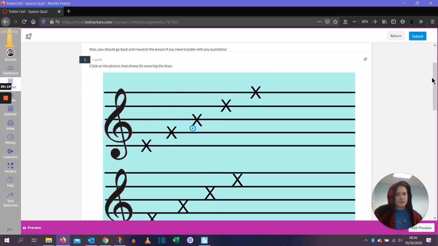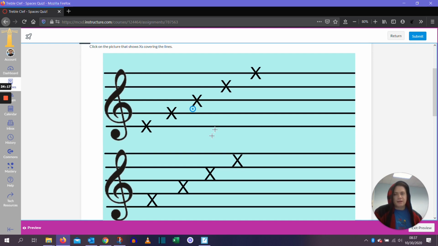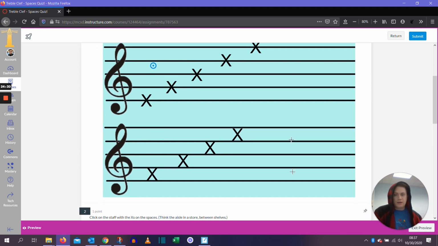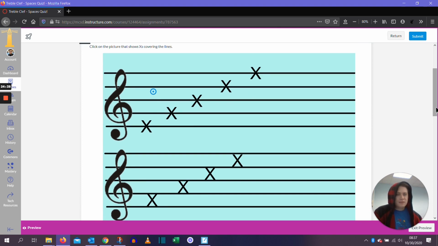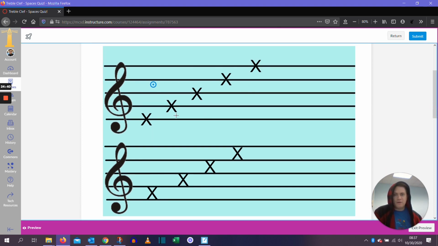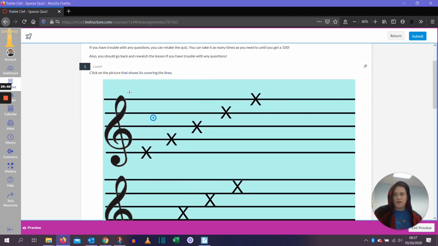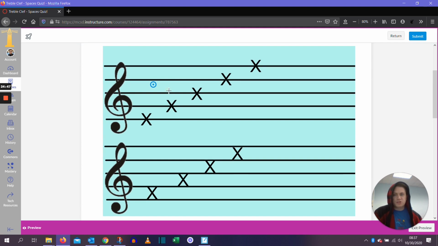All right, first question. Click on the picture that shows X's covering the lines. So one of these staves, by the way, the plural of staff is staves, not staffs. It's a weird language thing. But one of these staves, so this guy right here or this guy right here, they're X's. They're not musical notes. I wanted to do X's so you can think about it a little bit differently. The X's in this staff are either covering the lines or the spaces. And the first question is asking you to click on the one that's covering the lines. So you'll click on either this one or this one.